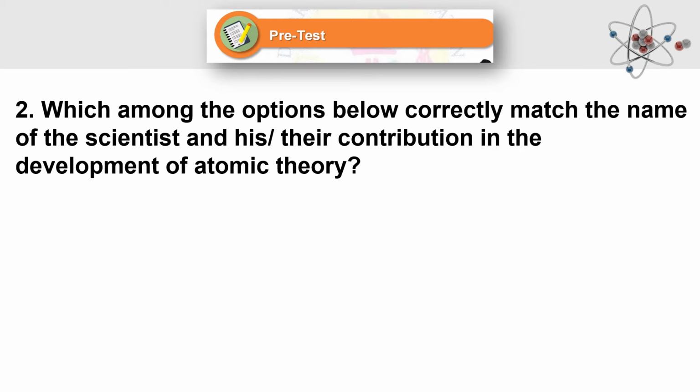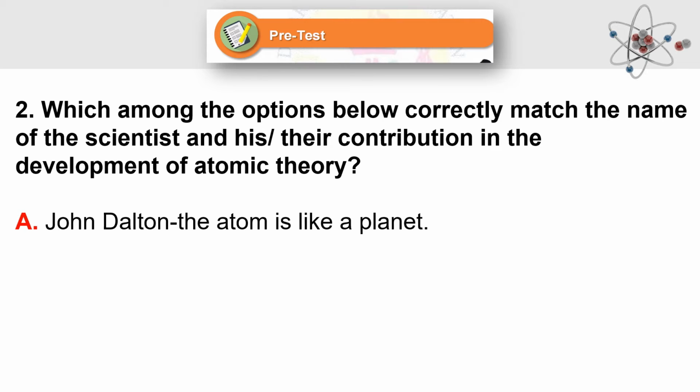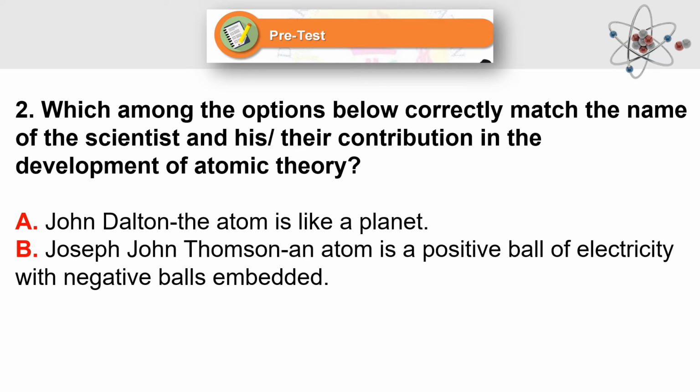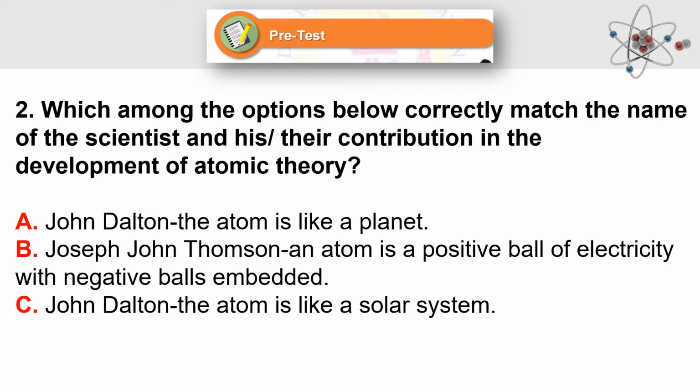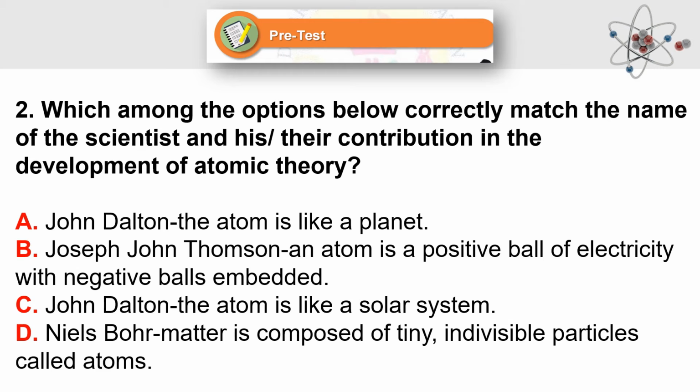Number 2. Which among the options below correctly match the name of the scientist and his or their contribution in the development of atomic theory? A. John Dalton, the atom is like a planet. B. Joseph John Thomson, an atom is a positive ball of electricity with negative poles embedded. C. John Dalton, the atom is like a solar system. D. Niels Bohr, matter is composed of tiny and divisible particles called atoms.